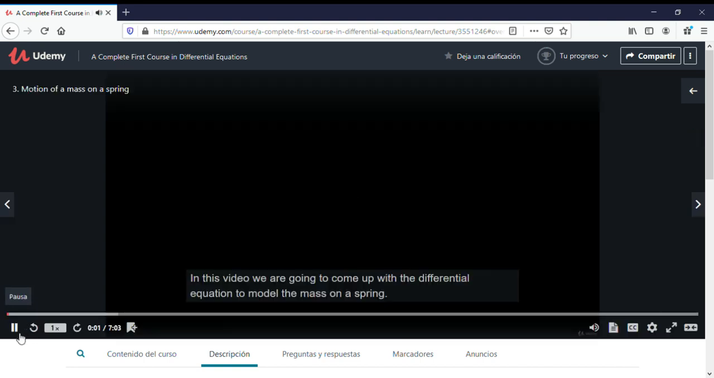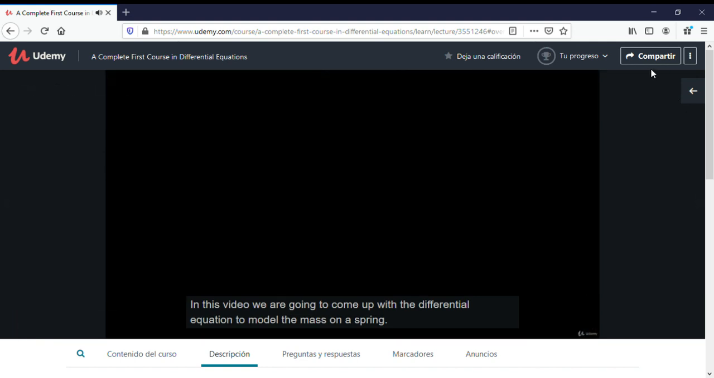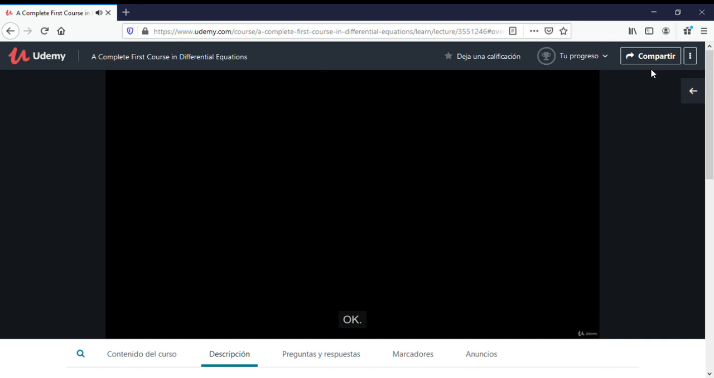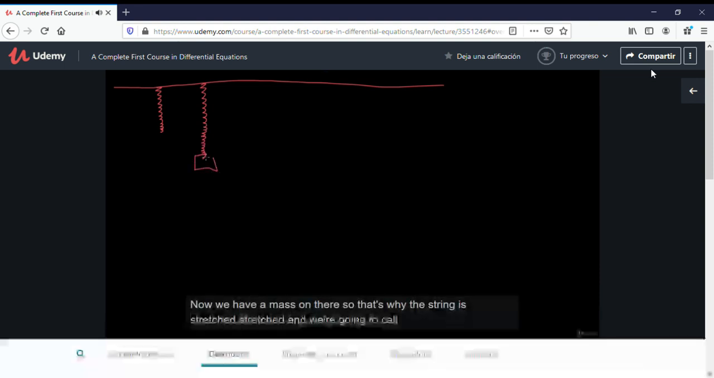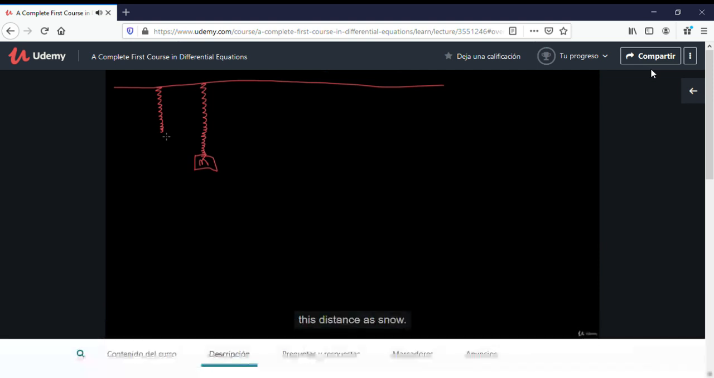In this video, we are going to come up with a differential equation to model the mass on a spring. Suppose we have some spring just hanging there. And now suppose we connect a mass to that spring so that the spring would stretch like this. So now we have a mass on there. That's why the spring is stretched. And we're going to call this distance S naught.